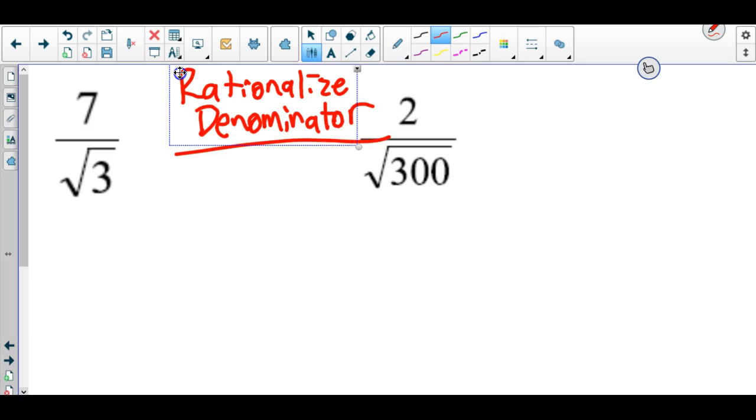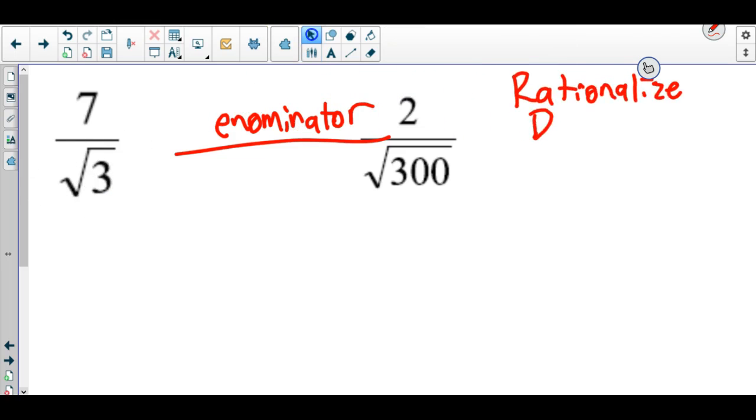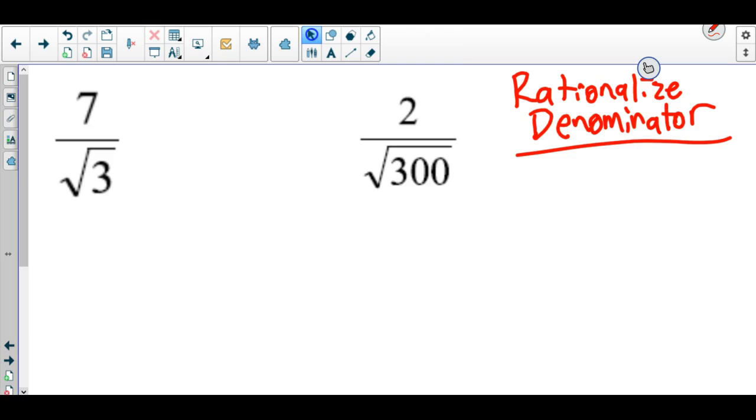So, with square roots, it is not simplified if you have a radical as your denominator. So while this 7 over root 3 looks nice and pretty, it is not. We have to fix it. So, here's how we do that.